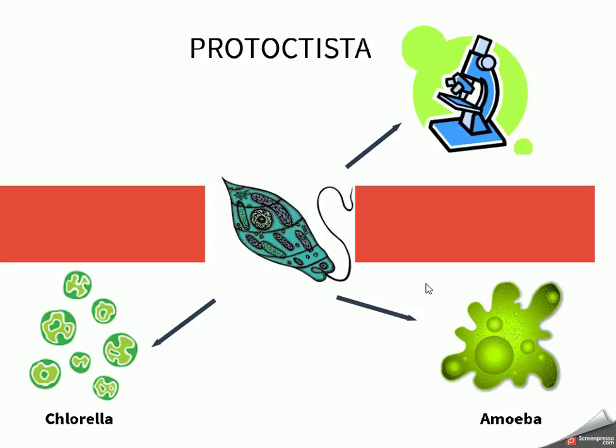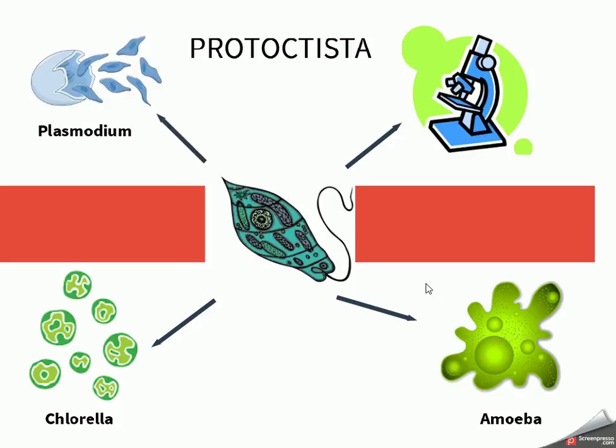Here we've got chlorella. Now, chlorella is able to photosynthesize. It uses chlorophyll to photosynthesize. So this cell has more the structures of a plant cell, but again, it's unicellular, it's single-celled, so it doesn't fit into the plant group.